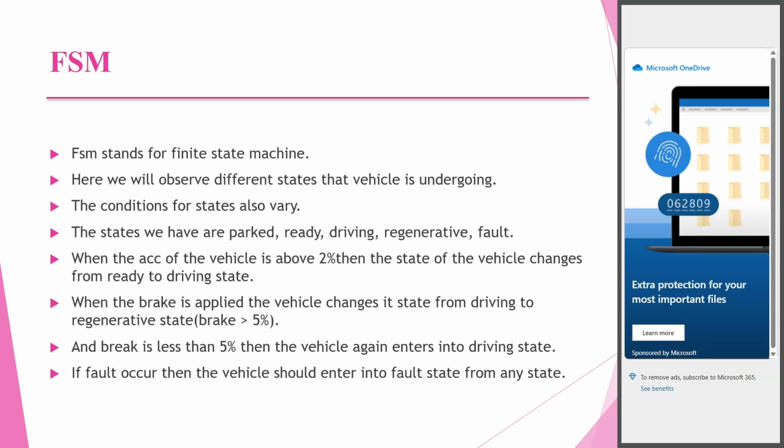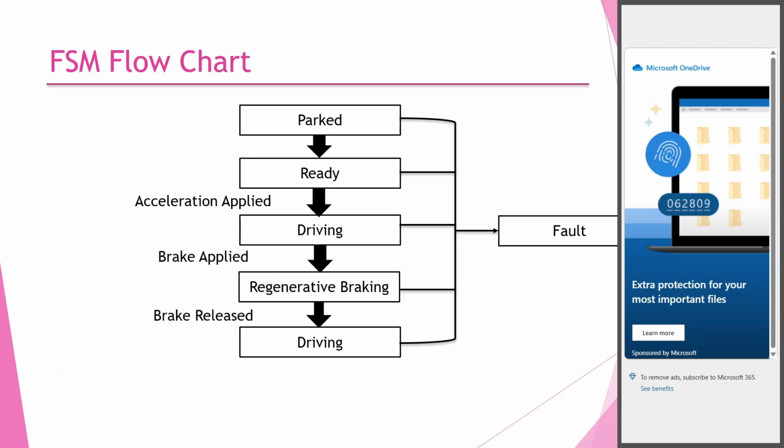When the acceleration of the vehicle is above 2%, the state of the vehicle changes from ready to driving state. When the brake is applied and is greater than 5%, the vehicle changes from driving state to regenerative braking. When the brake is less than 5%, the vehicle again enters into driving state. The vehicle should enter into fault state from any state.